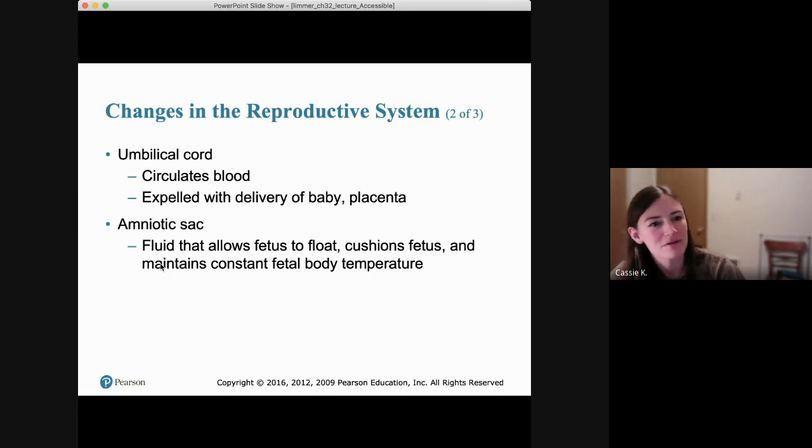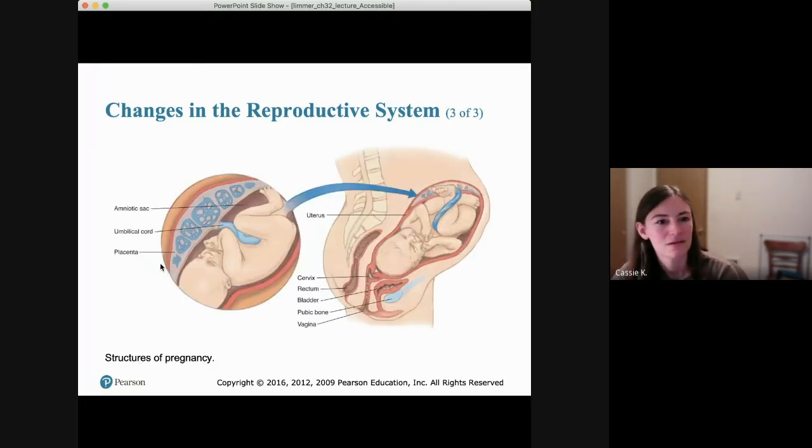You've got the umbilical cord, which circulates blood, connecting the fetus or baby to the placenta, and it will also come out during delivery. You've got the amniotic sac that contains fluid that allows the fetus to float, provides protection, cushions it. It also helps control temperature. So, picture of it there. And if anyone has questions at any point, just feel free to jump in.